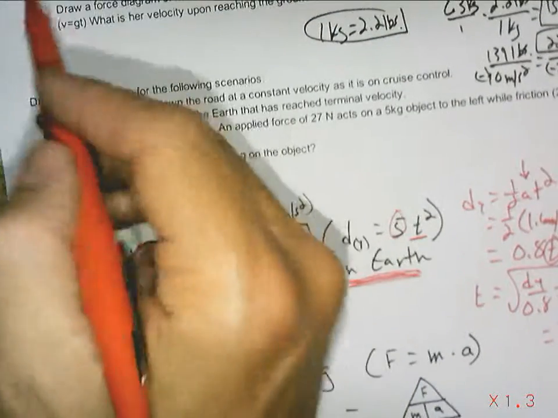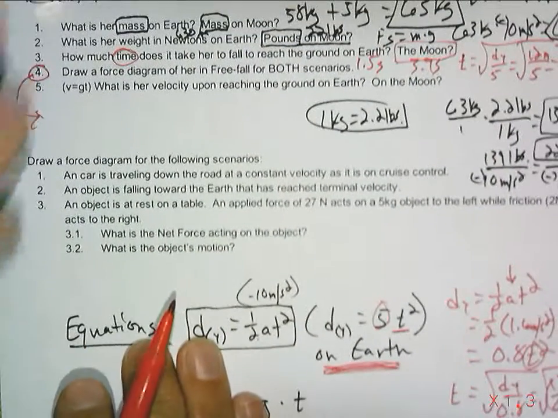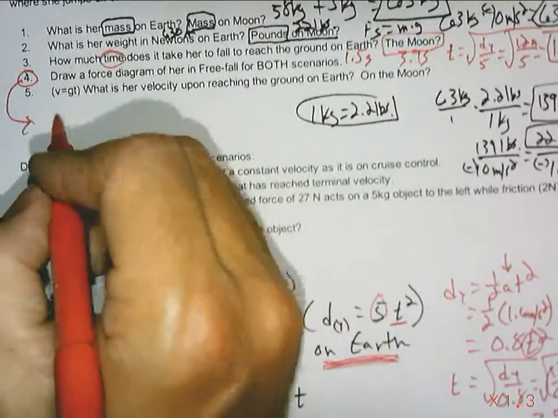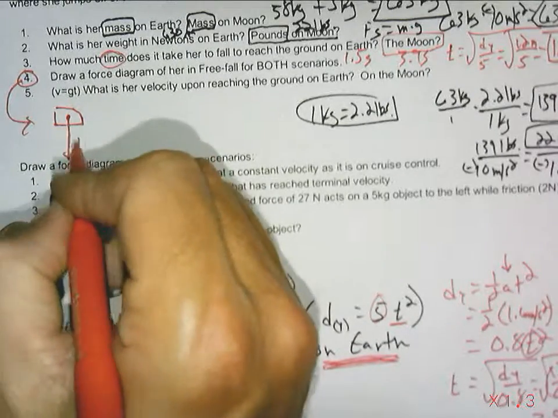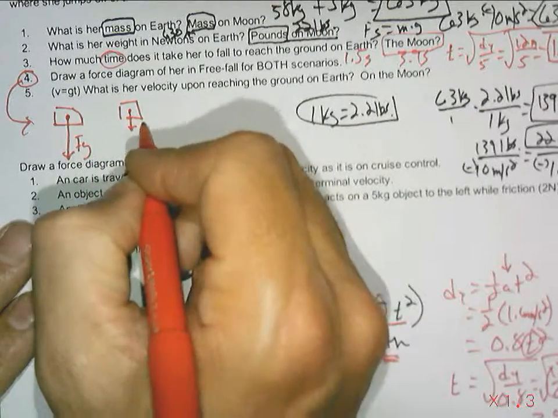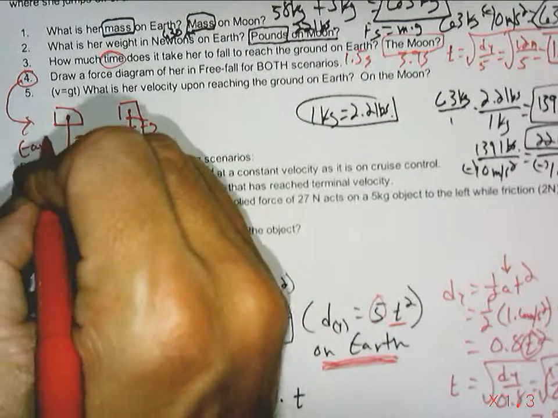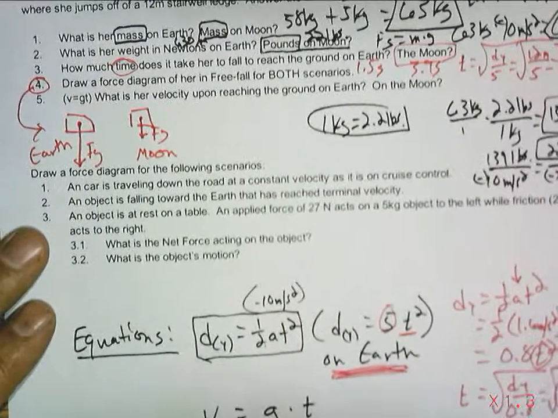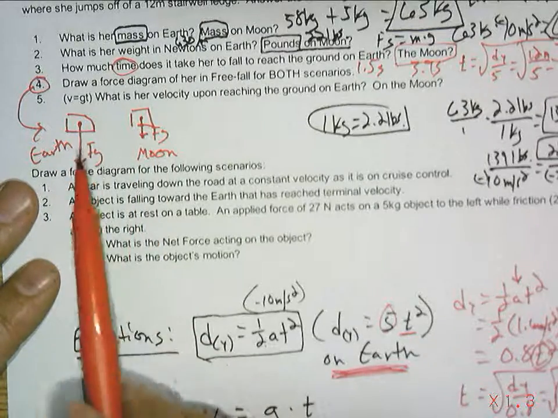So if I were to draw, then, number 4, a force diagram for her in free fall in both scenarios. Well, on Earth, because I know that only F of g is going to act on it, F of g on Earth is going to be a greater magnitude than F of g on the moon, right? Because weight is going to be greater on Earth than the moon, so it's got a larger magnitude.